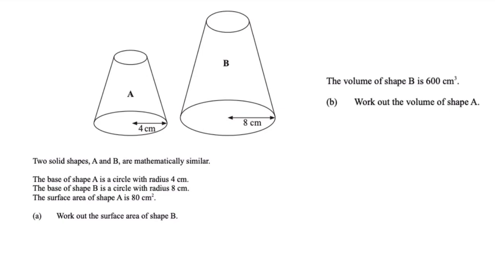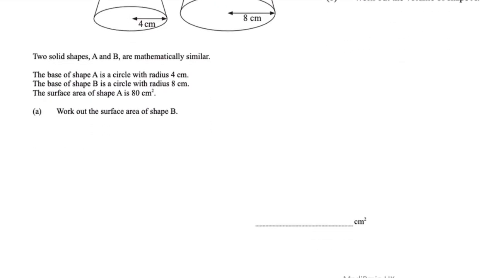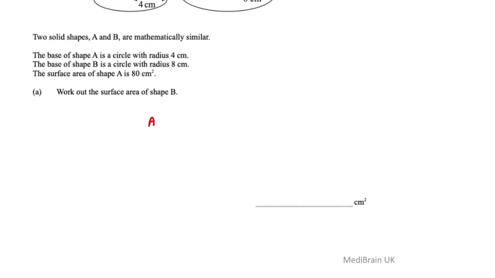So step one, draw your table. So what we're going to do is we're going to have A and B in a column like that.